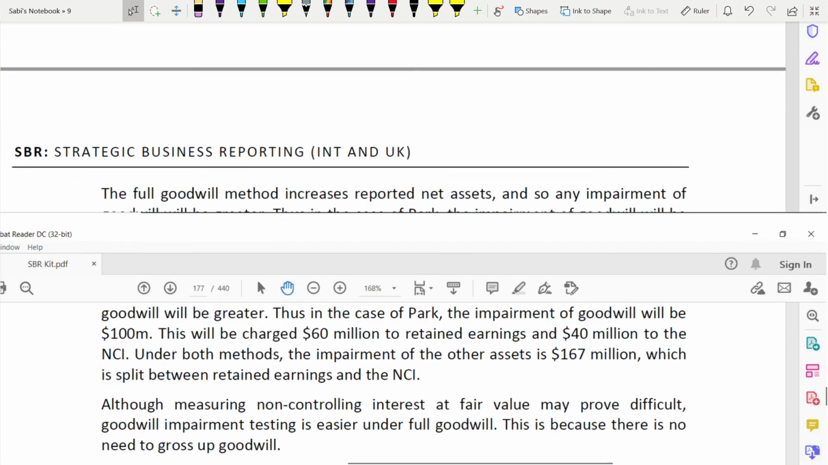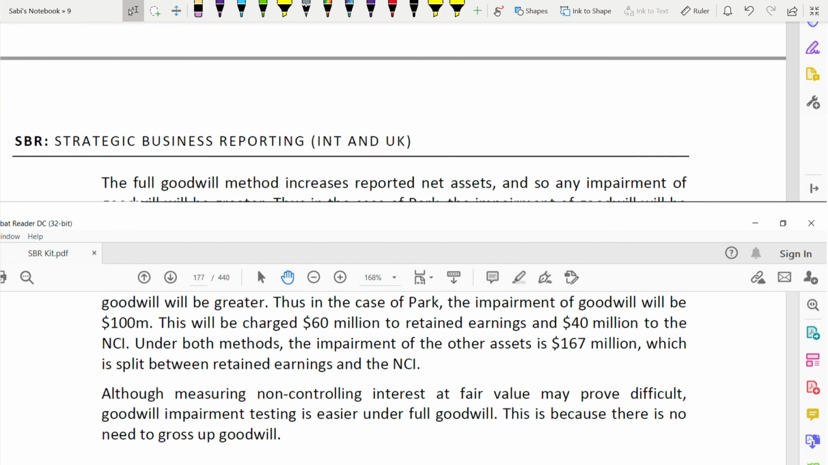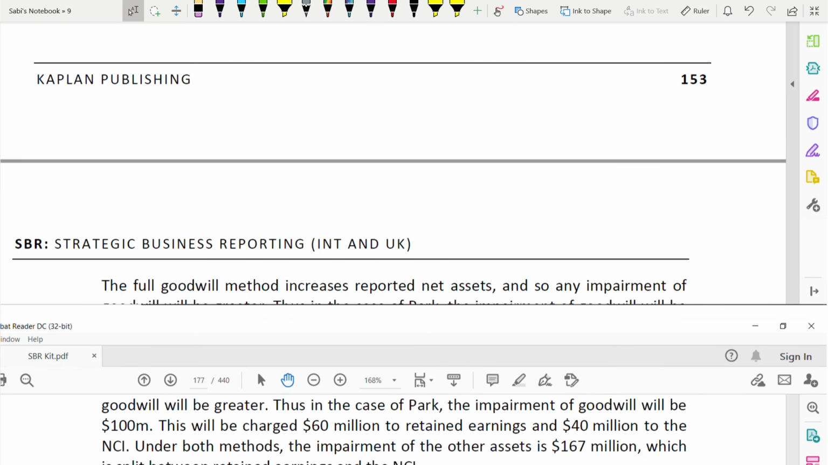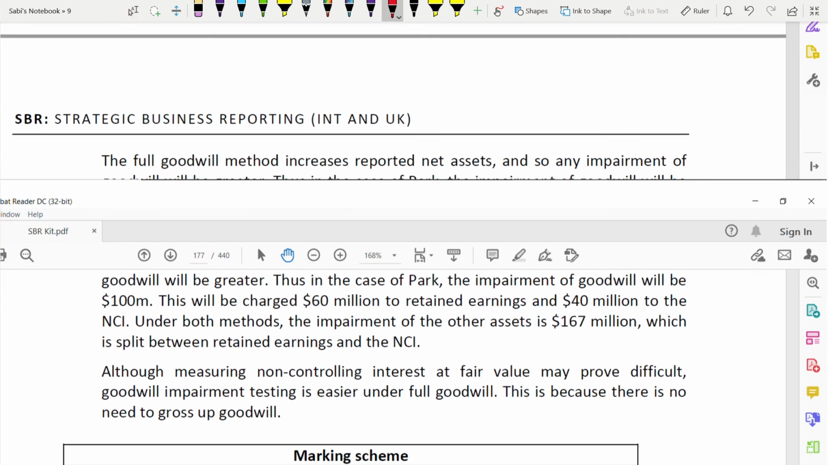Now, it's in different paragraphs. I hope you'll be able to get it now. So now the full goodwill method increases reported net assets. It will increase, definitely it will increase the reported net assets.